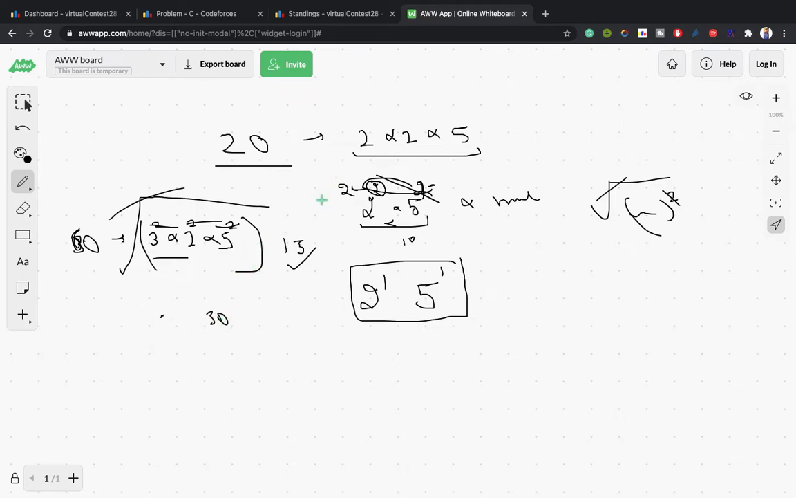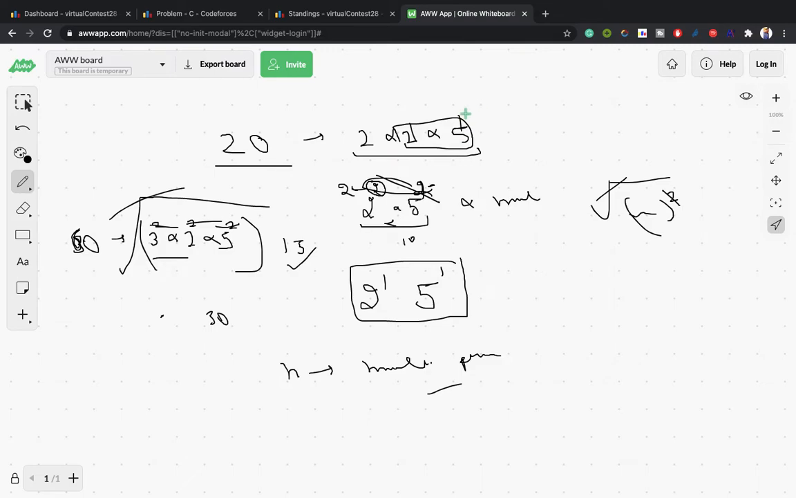So the conclusion is, we can get the minimum by changing n into a multiplication of prime factors, with the minimum power, like each power is 1. We can change 20 into the multiplication of unique prime factors.